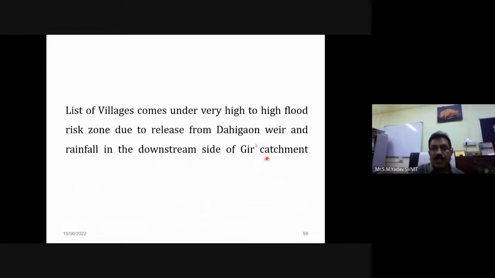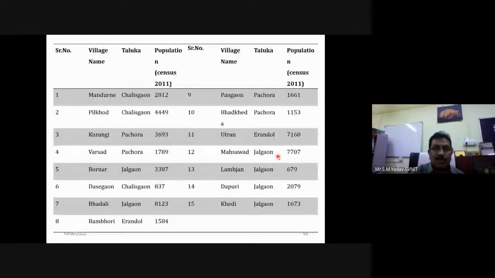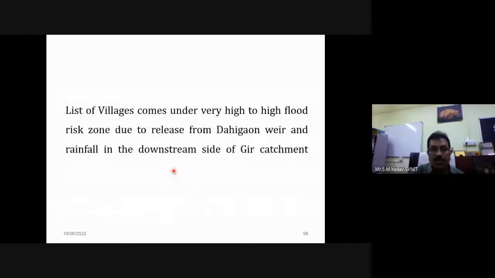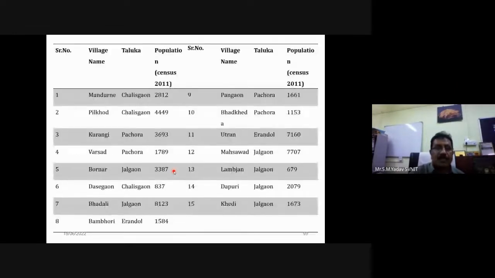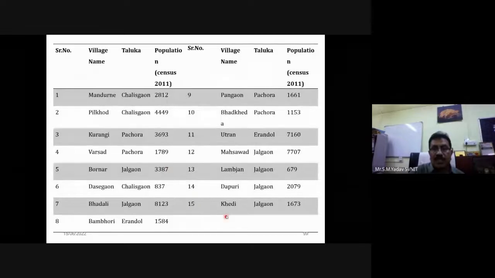So list of villages which come under very high to high flood risk zone due to release from Dahigaon Weir and rainfall in the downstream side of Gir catchment. That has been prepared. So these are the villages which are downstream of Dahigaon Weir in the Gir catchment. That has been listed out in this particular table.